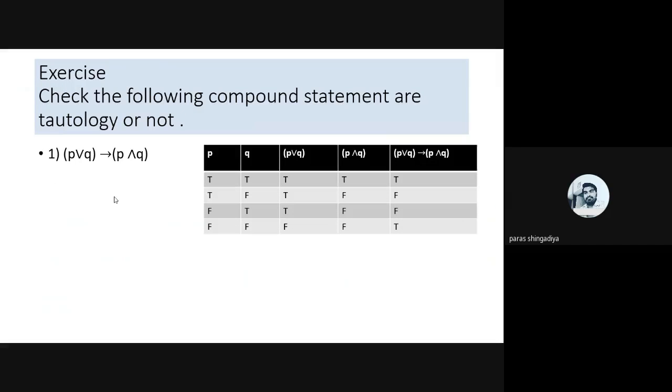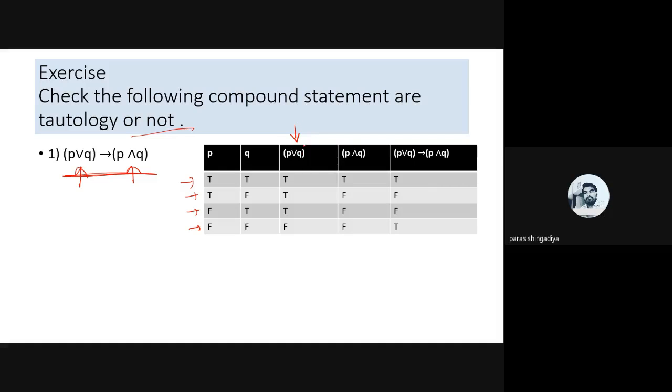Good. Okay, so let us take some examples. Check whether the following compound statements are tautologies or not. The first compound statement is (P or Q) conditional (P and Q). First we'll check these two brackets, and after that we'll apply the conditional to both brackets. Only P and Q are given, so we need four rows: TT, TF, FT and FF in columns P and Q. Then we derive the output of the first bracket, P or Q.